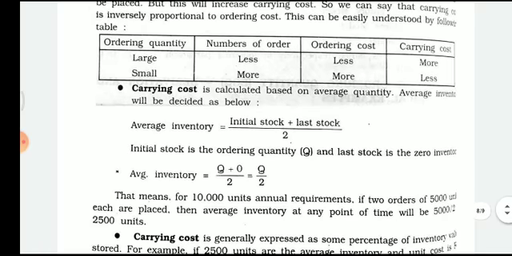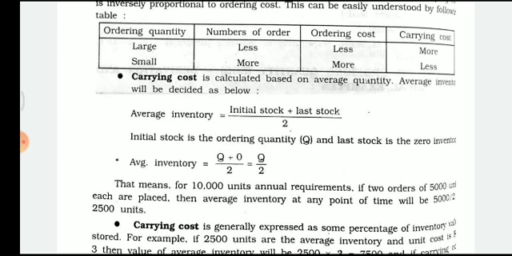Okay, so it is given by these equations. Carrying cost is calculated based on average quantity. So average inventory is equal to initial stock plus last stock divided by 2. Initial stock is the ordering quantity Q, and last stock is zero inventory. So average inventory is equal to initial stock plus last stock divided by 2, that is Q plus 0 divided by 2, which is Q by 2.